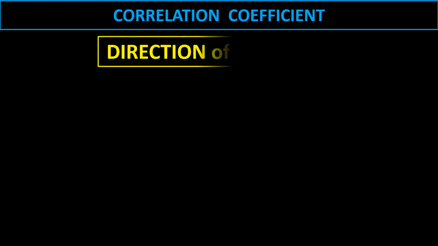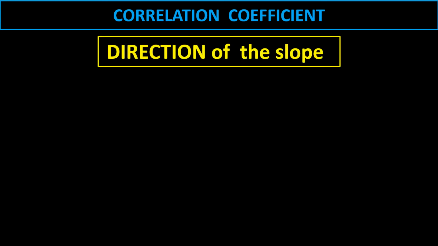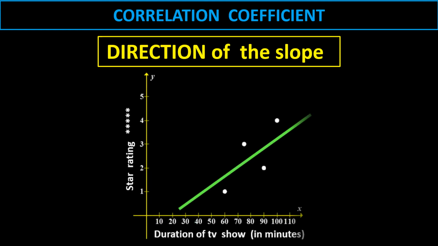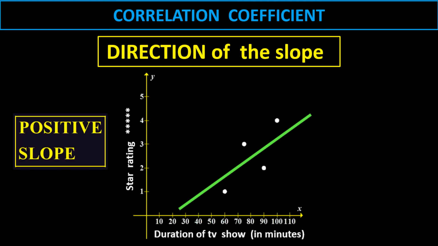Let's look at the direction of the line. So if I take that same example, there's my data set with a line of best fit that I've just drawn in by hand, and we can see this direction here. It's going in the positive direction. So this is a positive slope or a positive correlation. As you can see, as the time of the TV show increases, it seems that the rating increases.